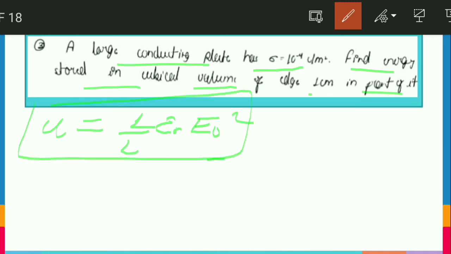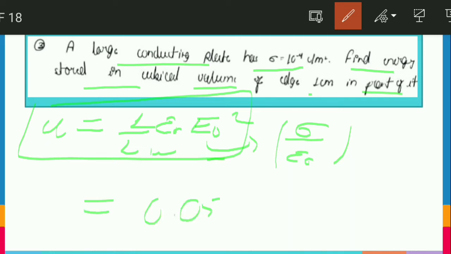So let's calculate the energy density due to the plane sheet. E naught, what we used to write for a conducting plate, is equal to sigma upon epsilon 0. Everything is given. When you simply calculate it, you will get its value 0.056 into 10^4 joule per meter cube, because it is density, so per meter cube.